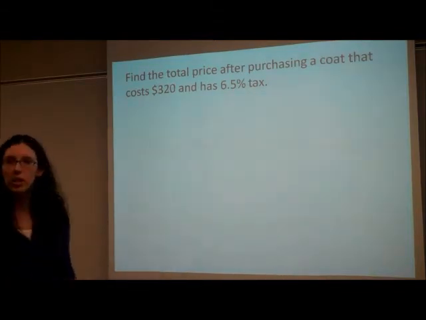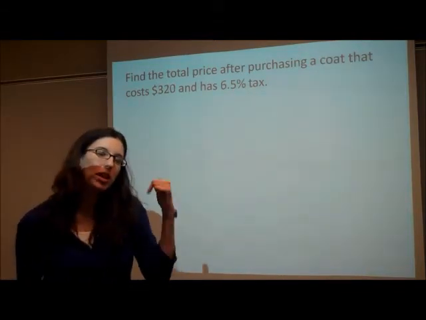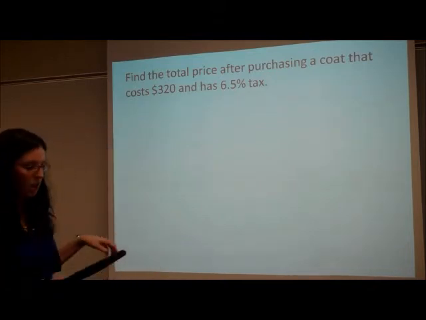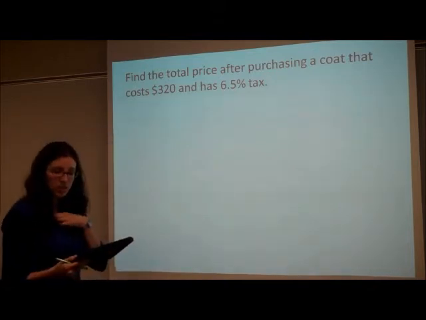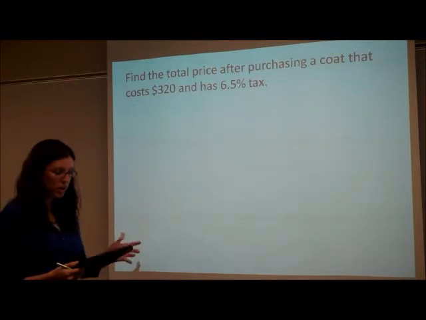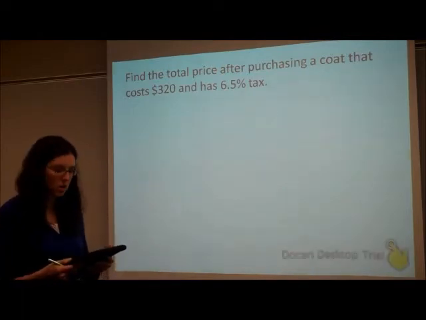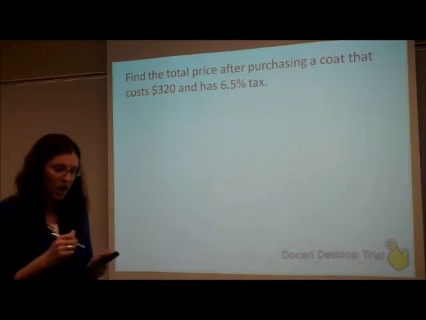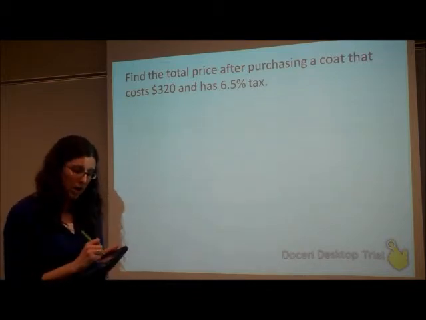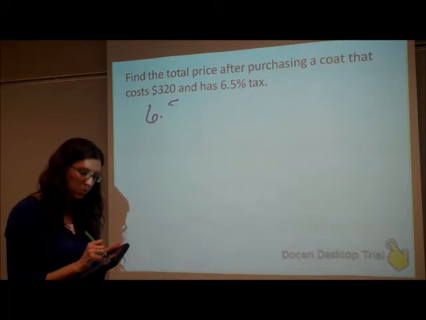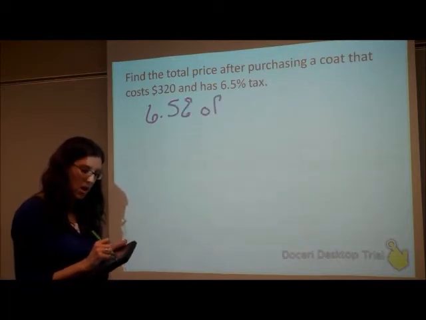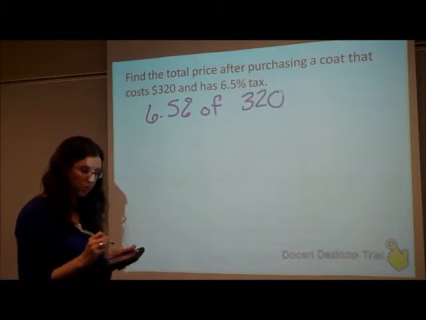So now, I want you to try this one on your own. When you get it worked out, press play and we'll check it. So find the total price after purchasing a coat that costs $320 and has 6.5% tax. So first I need to find out how much tax will be added on. So I need to find 6.5% of the price of the coat.